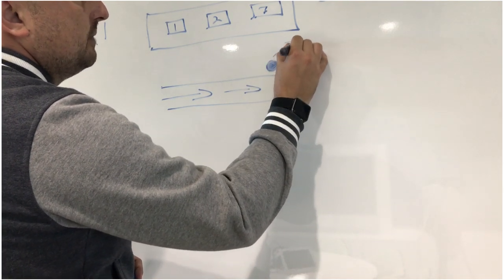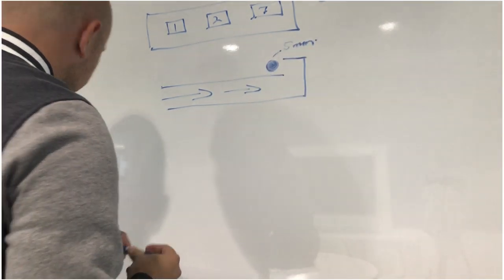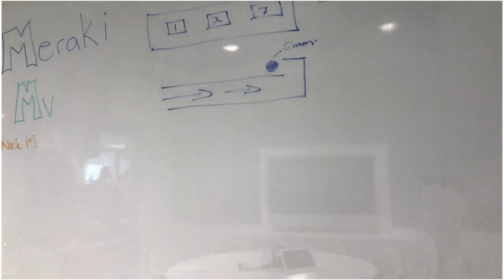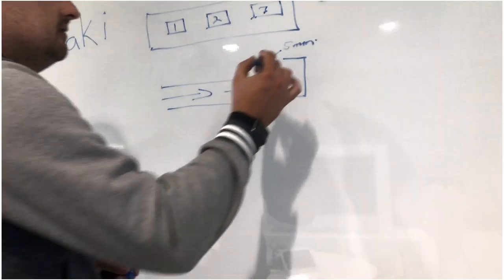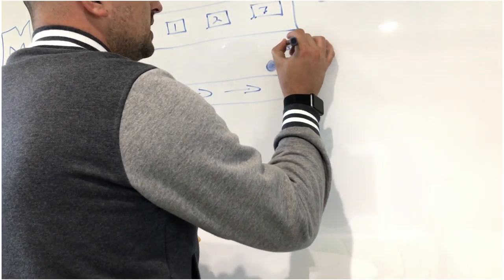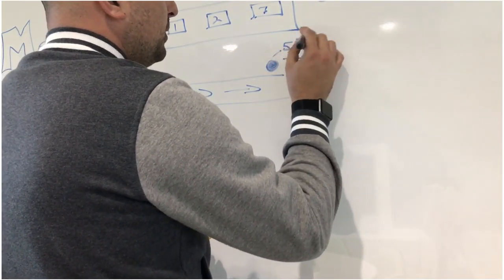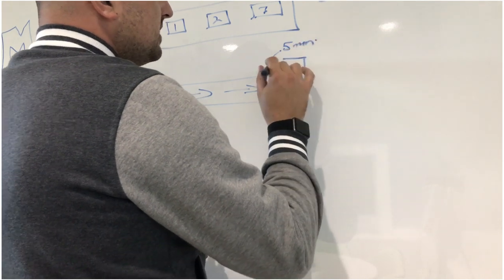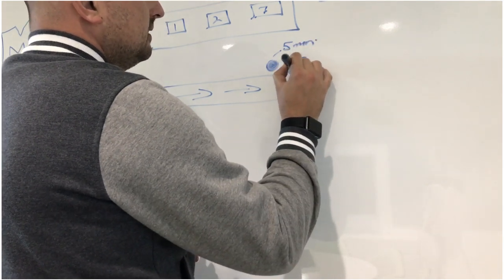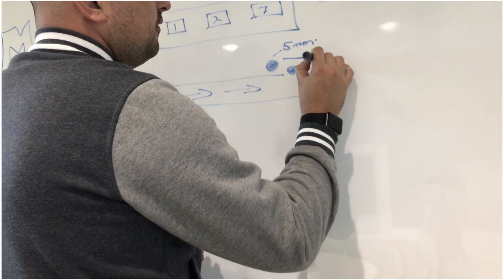So this could be 5 minutes. Let me just get another pen. It's always the case. You walk in, that's what I call poor preparation. So this person's been here for 5 minutes. This person could have been here for 4 minutes.